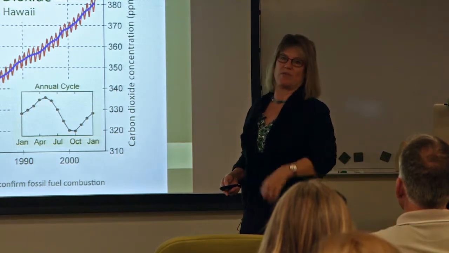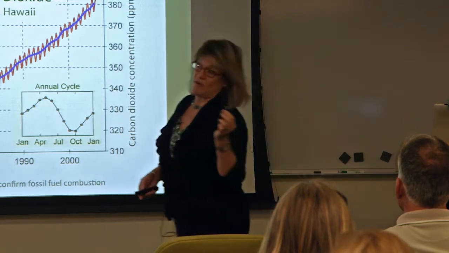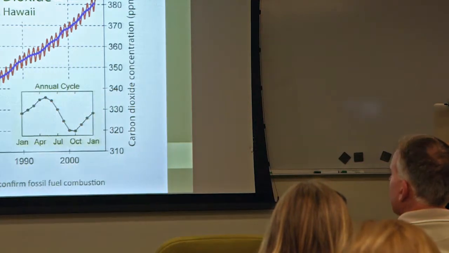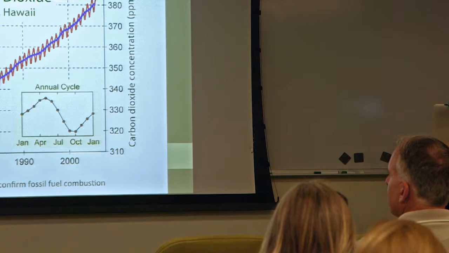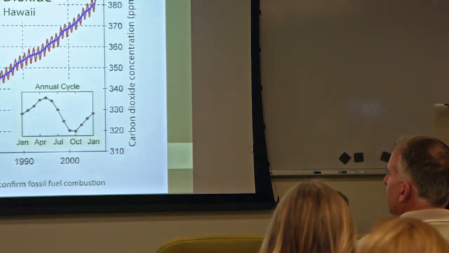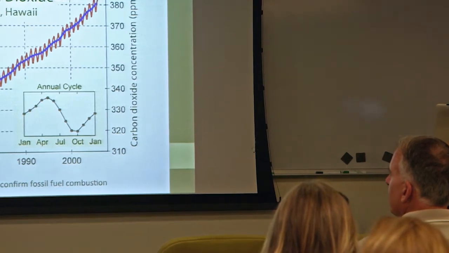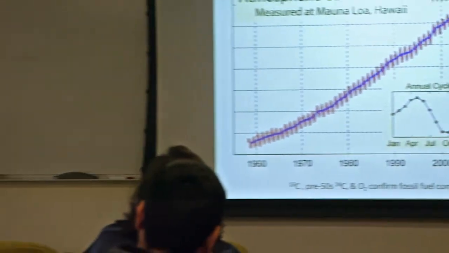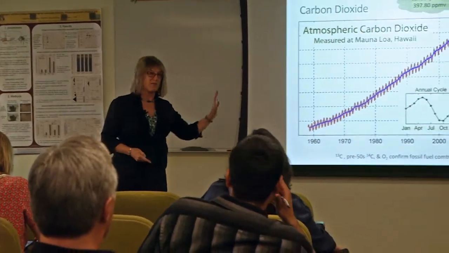And when we burn it, we're reversing the photosynthesis equation, where CO2 plus water gives O2 plus organic carbon. We're reversing that. We're taking that organic carbon that was in the fossil fuels, burning it, and releasing CO2 into the atmosphere. That's where it's coming from.